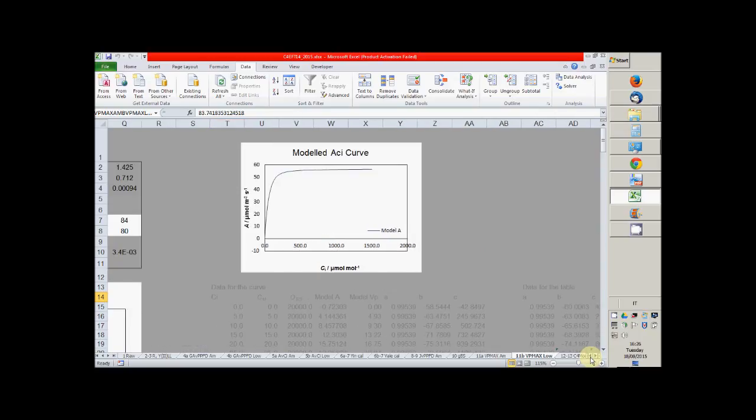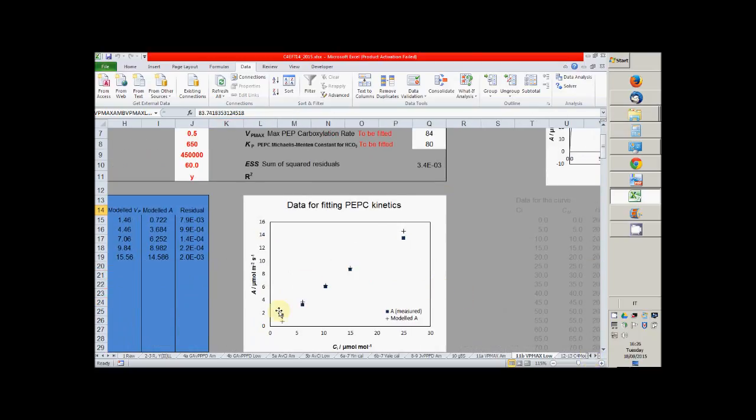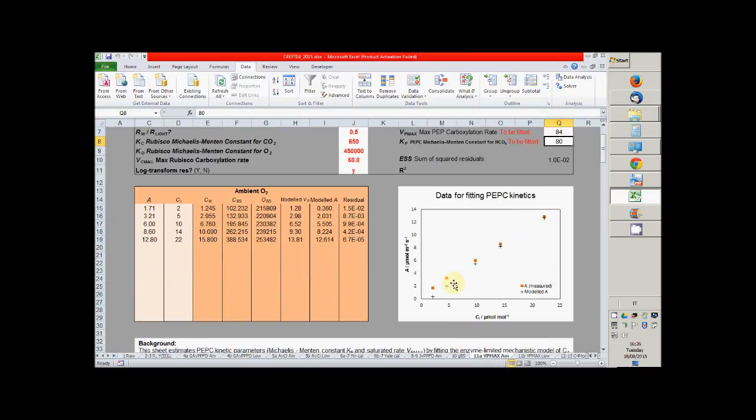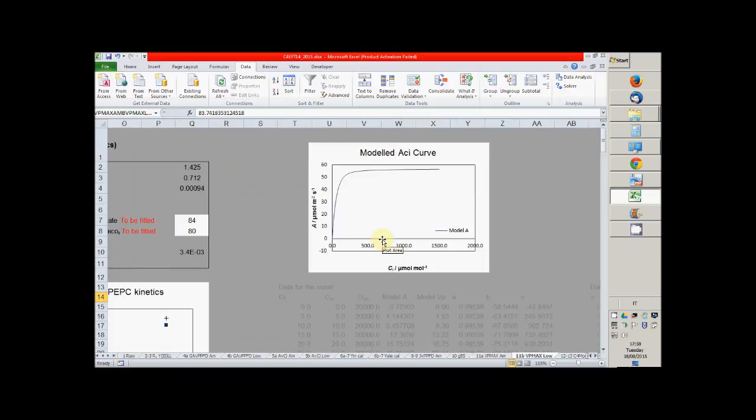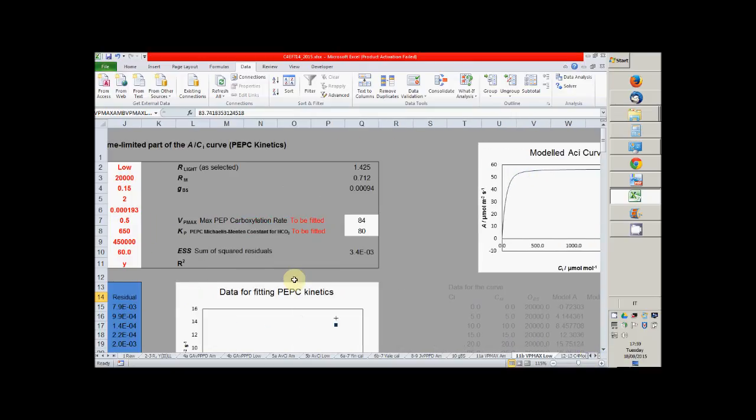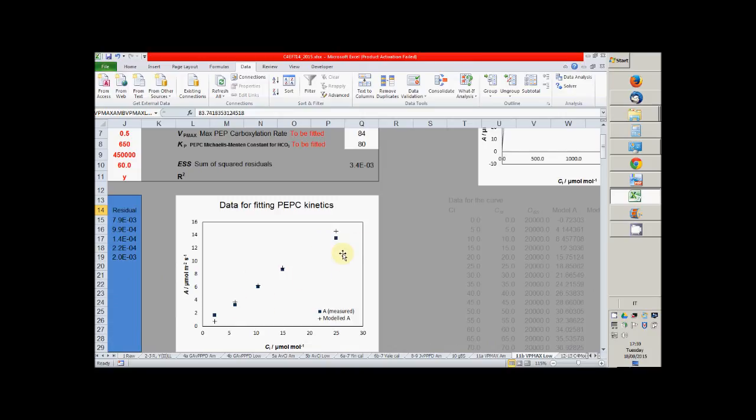The result is plotted in the original two graphs. So we can see the result here in sheet 11B and here in sheet 11A. Another additional feature displayed in sheets 11A and B is a modeled ACI curve. This may be useful to see how the mechanistic ACI curve looks, because in the main graph only a few points are displayed.